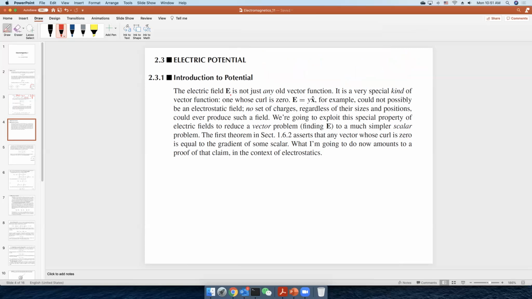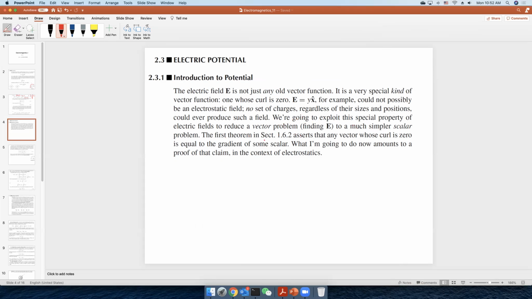The electric field E is not just any old vector function. It's a very special kind of vector function because the curl of E is 0. So we're going to exploit this special property of the electric field to reduce a vector problem to a much simpler scalar problem.